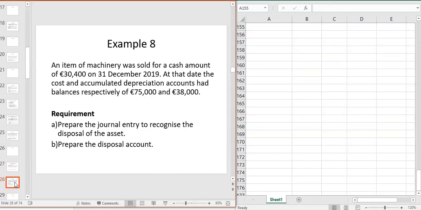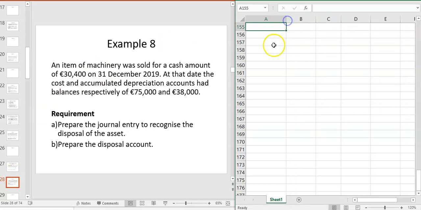Right? You might have used disposal accounts last year. We'll show you how a disposal account might look. It's not mandatory. You don't have to use it as long as you can do the key debits and credits. So an item of machinery was sold for cash of 30,400. So the proceeds are 30,400. The cost was 75 and the accumulated depreciation was 38.